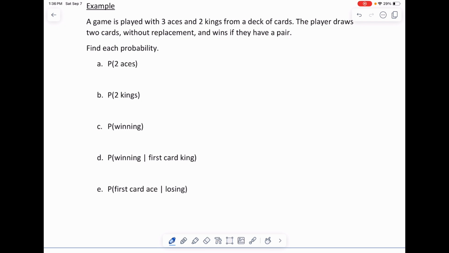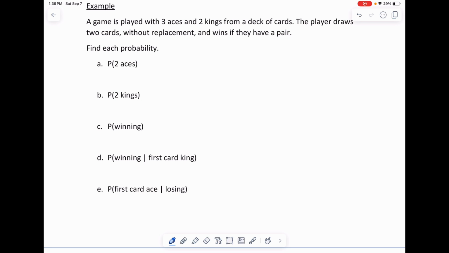All right, let's take a look at an example that involves playing a game with 5 cards. 3 of them are aces, 2 of them are kings. And the way the game works is you draw a card, you set it aside, you draw another card, and if those 2 cards match, in other words, if they're both kings or both aces, you win. And so we're going to find the probability of various outcomes here. And so in the first case, we're going to find the probability of 2 aces.